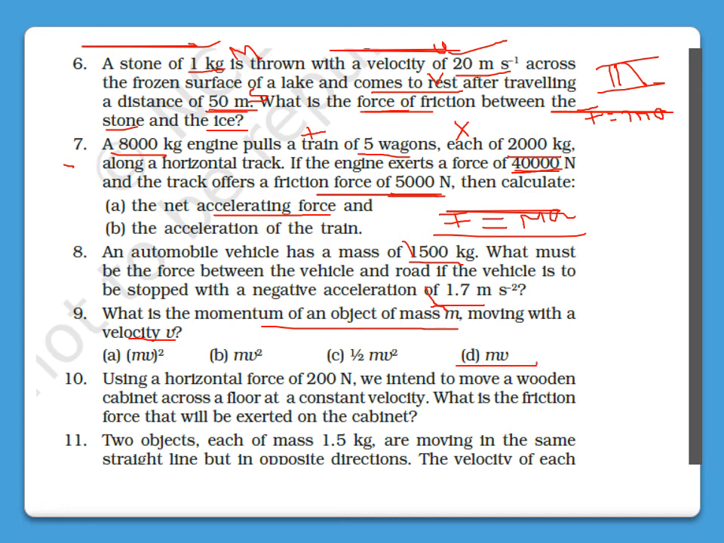Okay, question number 10. Using a horizontal force of 200 N, we intend to move a wooden cabinet across a floor at a constant velocity. What is the friction force that will be exerted on the cabinet? We are just pushing a wooden cabinet on the floor and we are applying a force of 200 Newton. So what should be the frictional force? Obviously, frictional force should be less than 200 Newton. Then only we are able to move the cabinet, otherwise not.